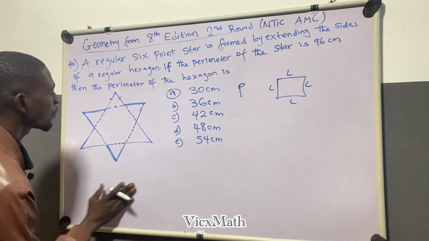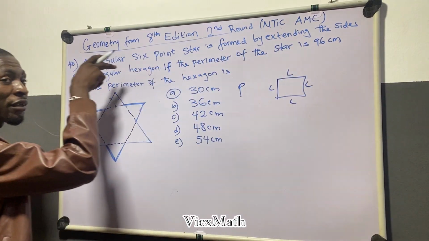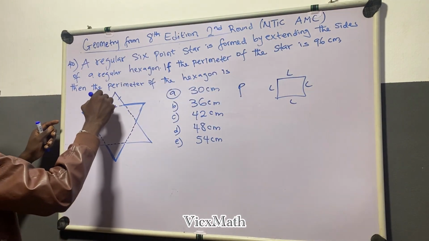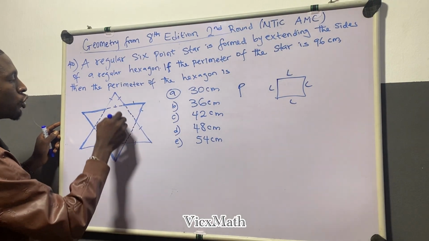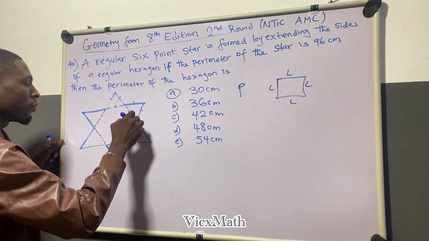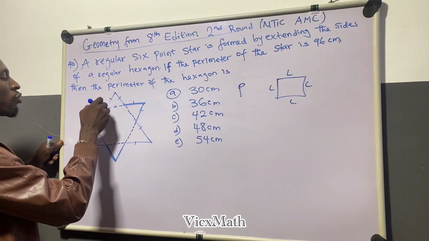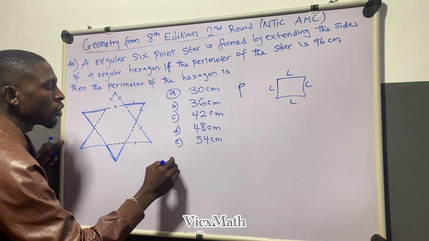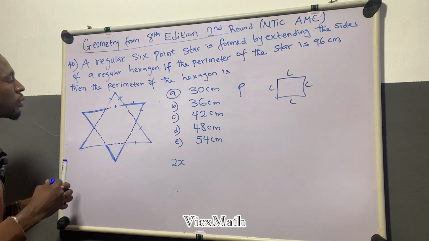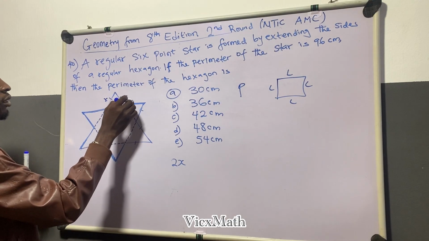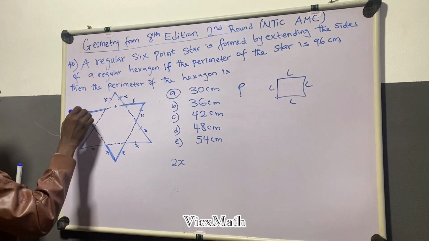Now look at this. They told us that the perimeter of the star, not the perimeter of the hexagon, the distance around the shape, is 96. Going around, we have 1, 2, 3, 4, 5, 6, 7, 8, 9, 10, 11, 12 sides. So we have 12x. Let's call each side x: x, x, x, x, x, x, x, x, x, x, x, and x.